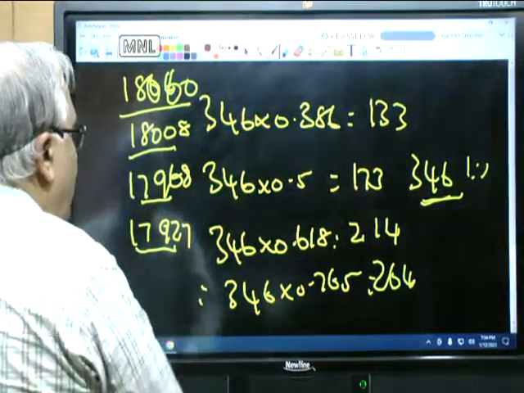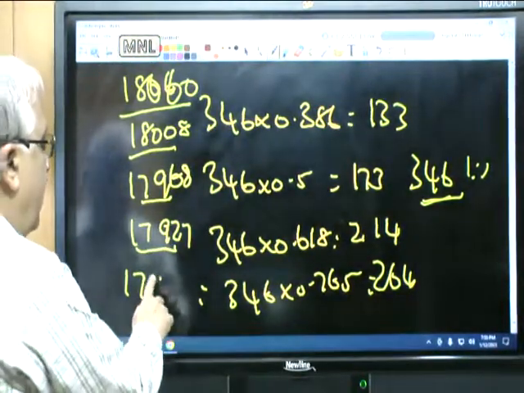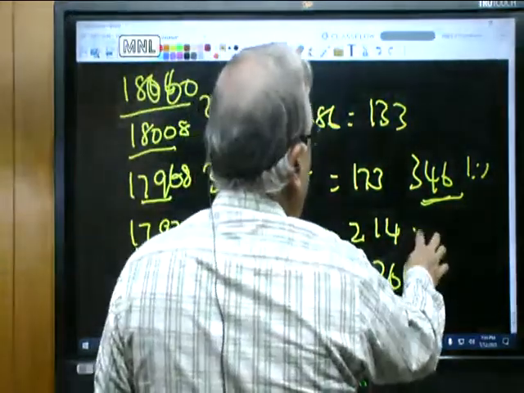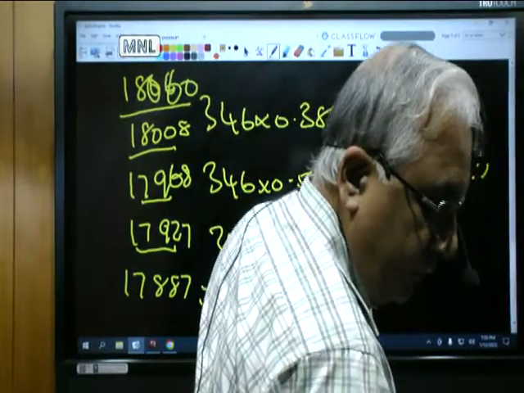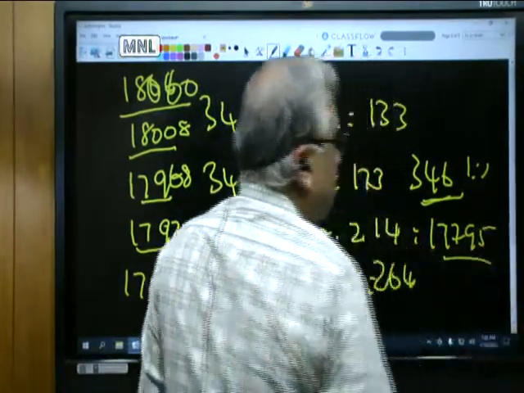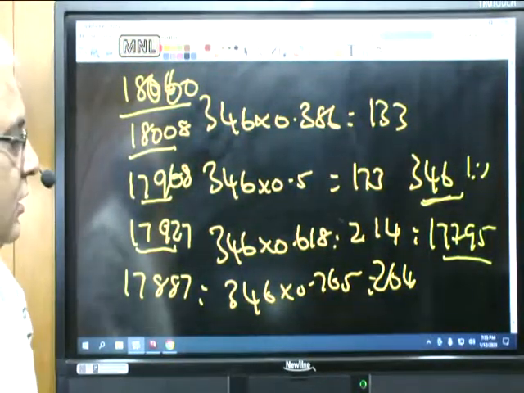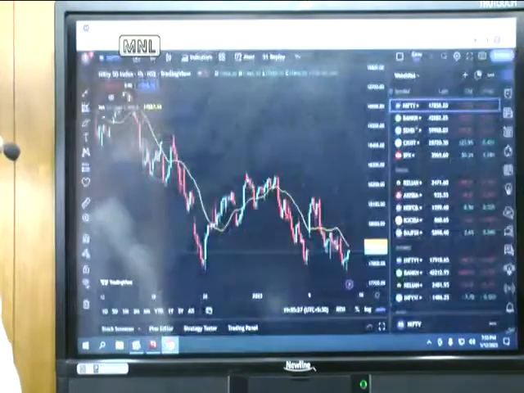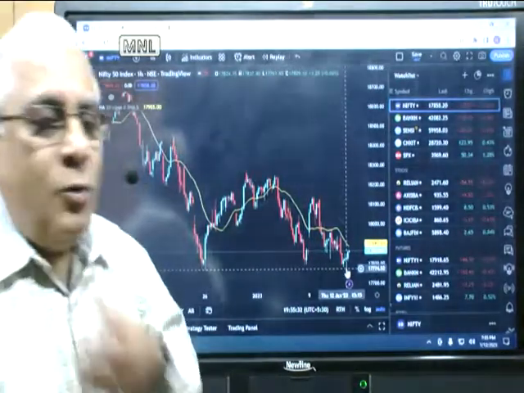Then this is 264 points, which is another 50 points down, 17,887, right? This is 346, so 18,141 minus 346 is 17,795. So we got right up to 17,795, right? Today, I think that is where it ended up, right? Yeah, so it is just slightly below that, at 17,761.